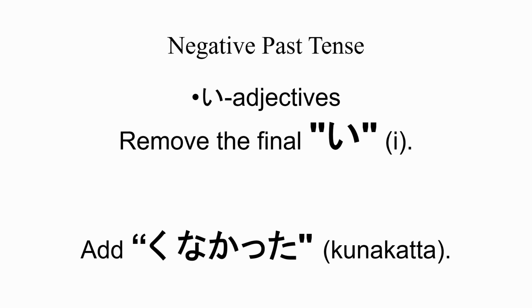We will start with i-adjectives. To make the past negative form, change the ending to くなかった. Do you remember the negative form of adjectives? It ends with くない. So for i-adjectives, remove the final い and add くなかった.